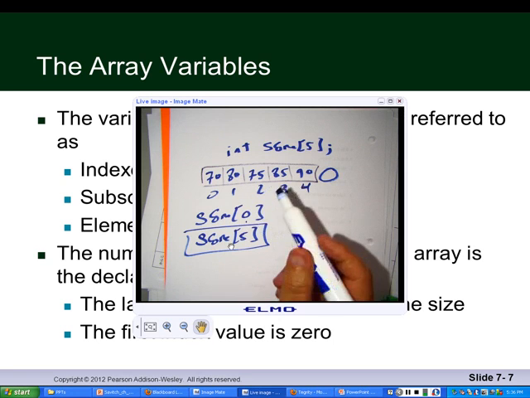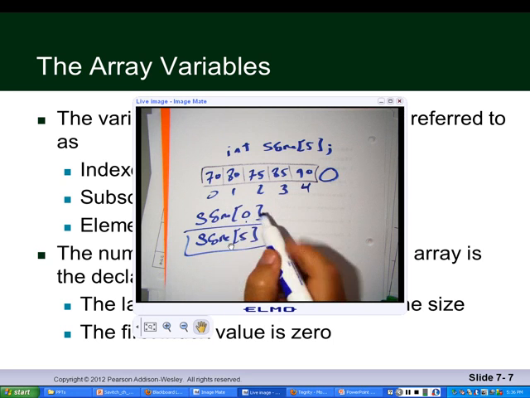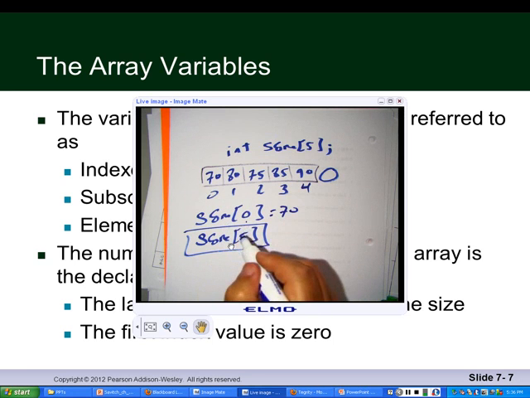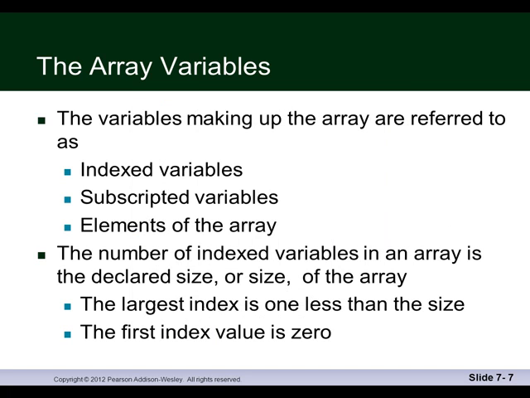So I have to say a score 0 equals 70. That's going to put the 70 in a score 0. Next, if I say a score 2 equals 75, it's going to put 75 in a score 2. We're going to be learning how to do these things. The most efficient way for arrays is a for loop, and we're going to learn how to use the for loop because it has a starting and ending point. Any other questions on this?